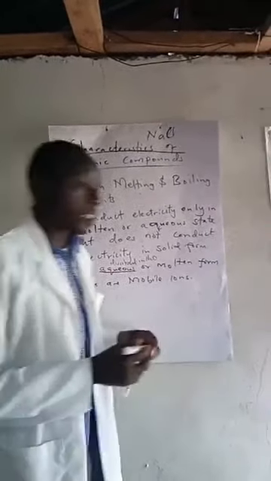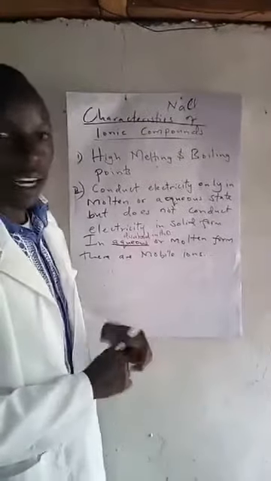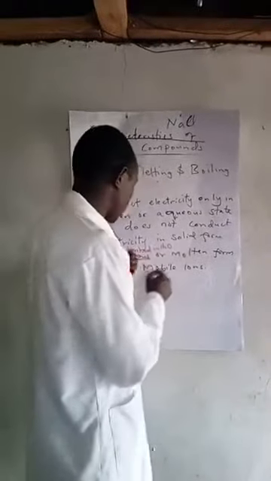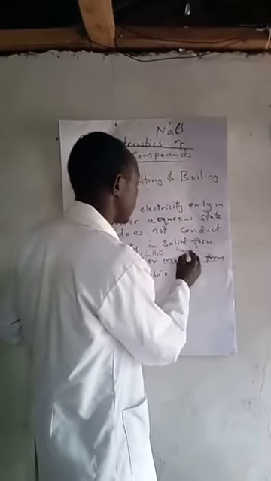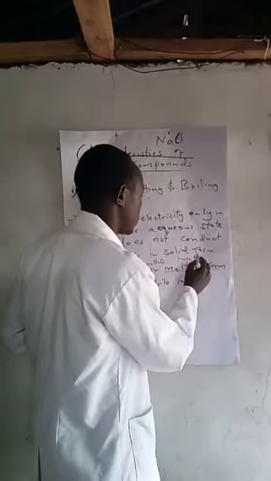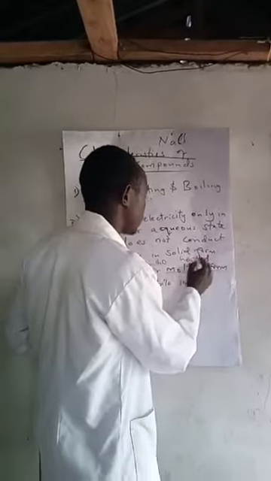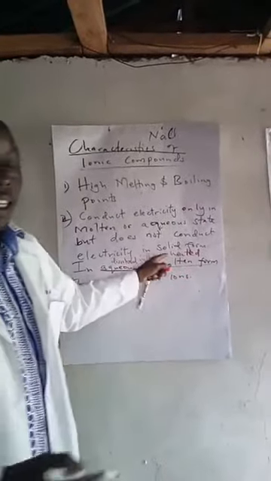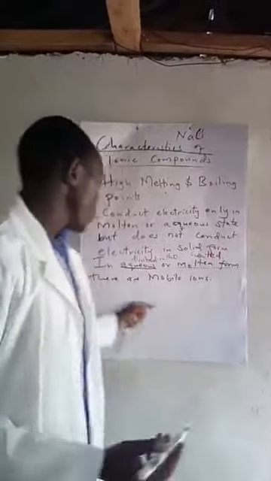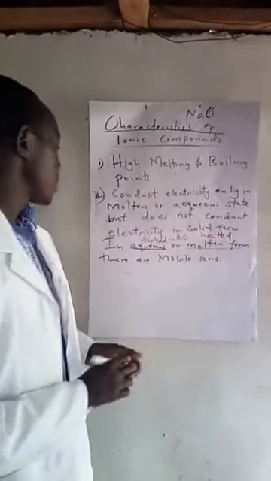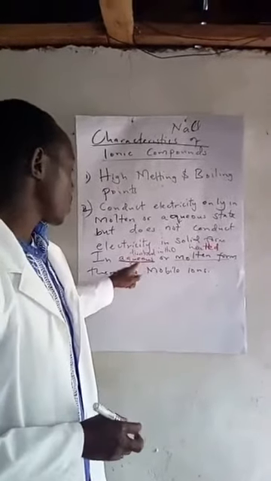Aqueous state is when it is dissolved in water. Molten form is when it is heated. When it is heated, it melts. That is what we call molten form. When it is dissolved in water, it forms a solution. That is what we call aqueous state.